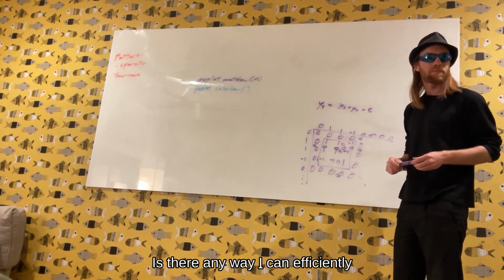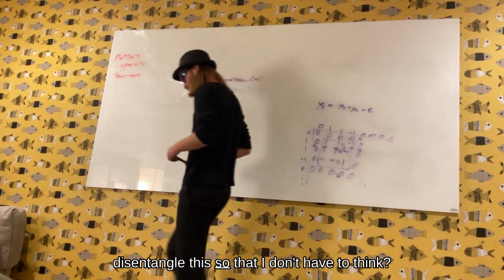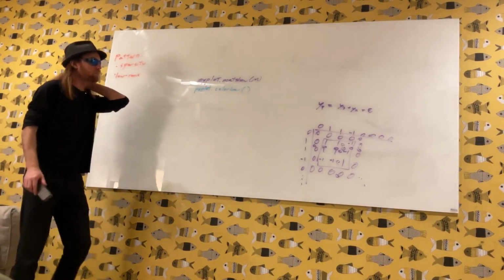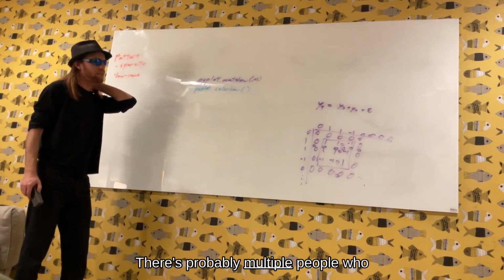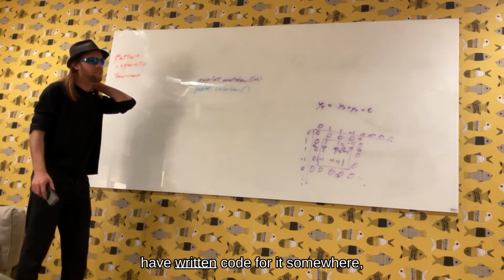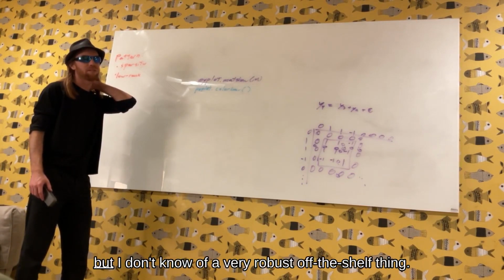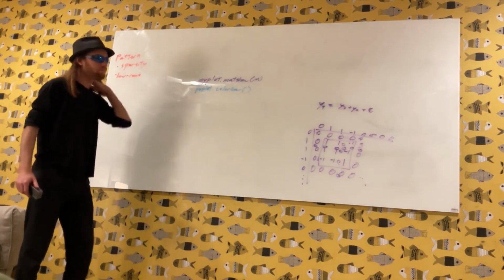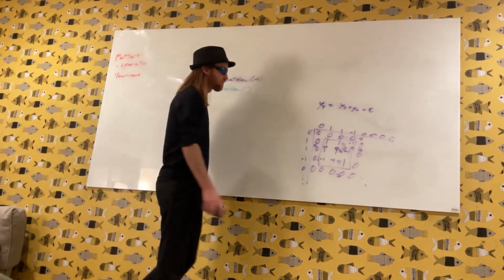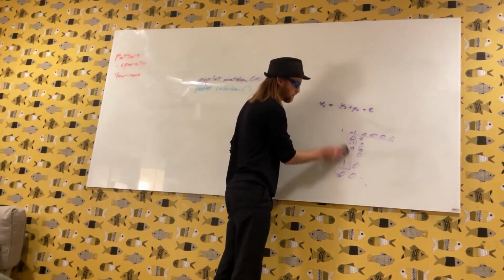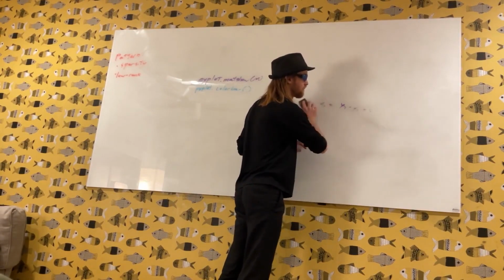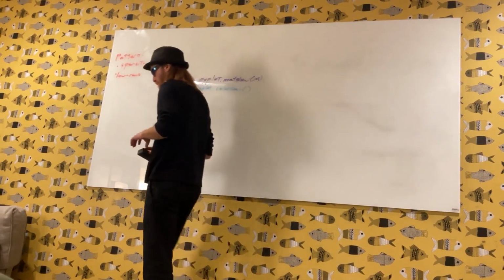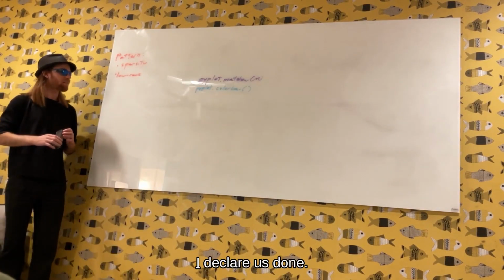Is there any way I can efficiently disentangle this so that I don't have to think? There's probably multiple people who have written code for it somewhere, but I don't know of a very robust off-the-shelf thing. Okay. Any more questions? All right, I declare us done.